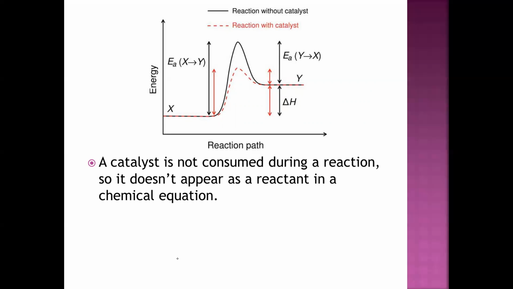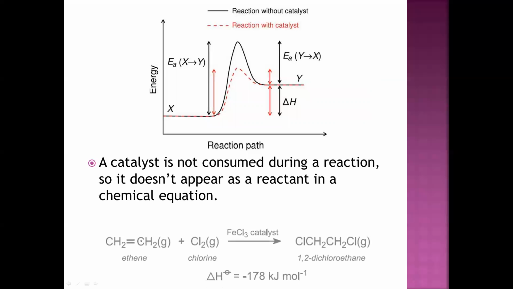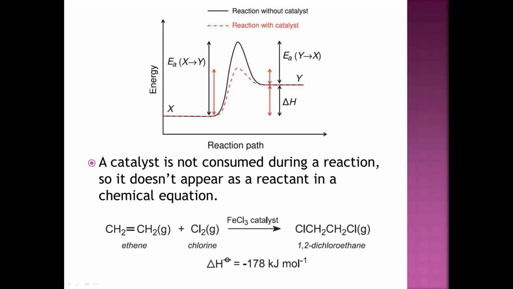Okay, so also it's important to note that a catalyst is not consumed during the reaction, so it doesn't appear as a reactant or a product. It'll usually show up as something written over the arrow as a catalyst. And it might not even say the word catalyst, it just might be there. And that's because it's not a reactant and it's not a product. It's just there to help.